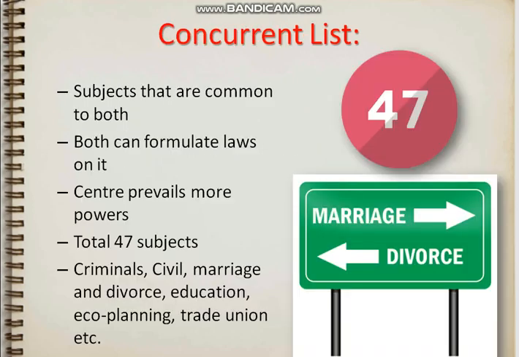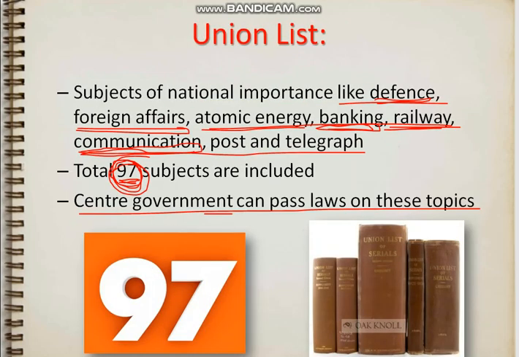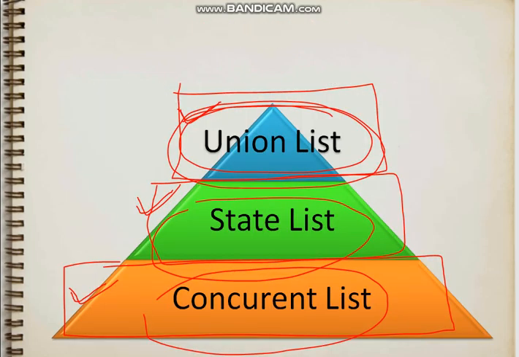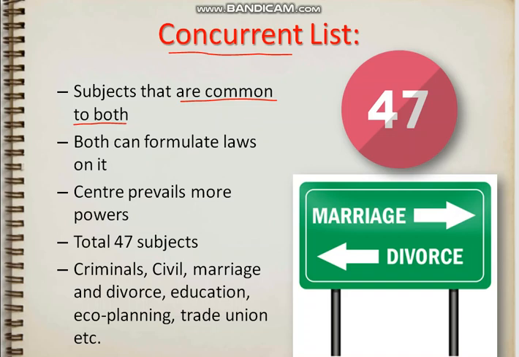The third list is the concurrent list. Now the concurrent list includes subjects that are common. As I told you, it comes at the bottom of that pyramid. If you remember, it comes at the bottom of that pyramid, right? Here you can see it comes at the bottom of the pyramid. So this is common.